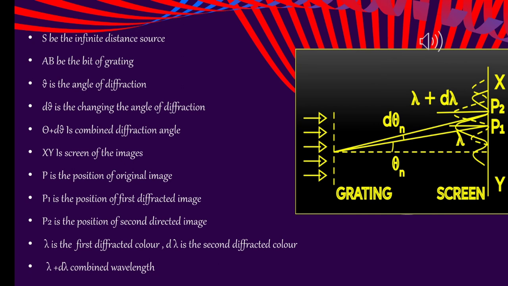Now coming to the apparatus. S is the infinite distance source, A is the width of the grating, theta is the angle of diffraction, d theta is the change in the angle of diffraction, and theta plus d theta is the combined diffraction angle. XY is the screen of images. P is the position of the original image, P1 is the position of the first diffracted image, P2 is the position of the second diffracted image, lambda is the first diffracted color, d lambda is the second diffracted color. When they both combine, they give the combined wavelength, so lambda plus d lambda is the combined wavelength.